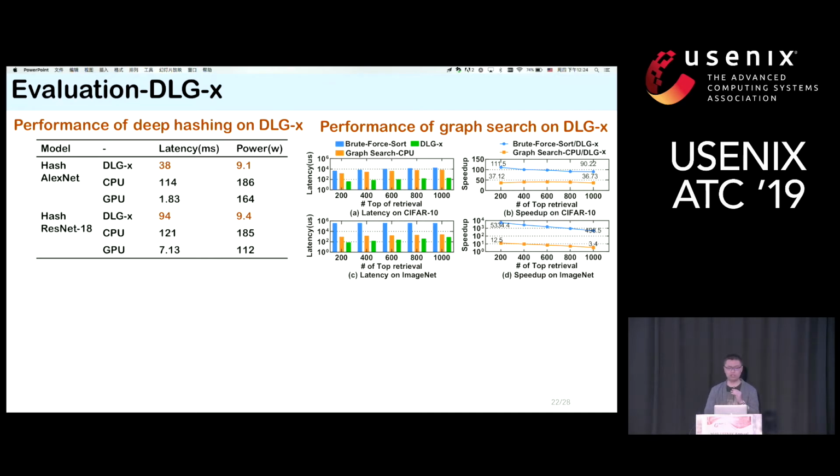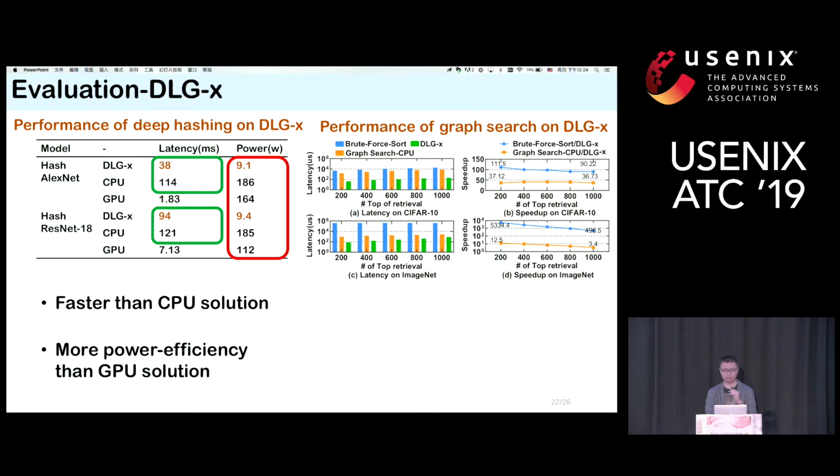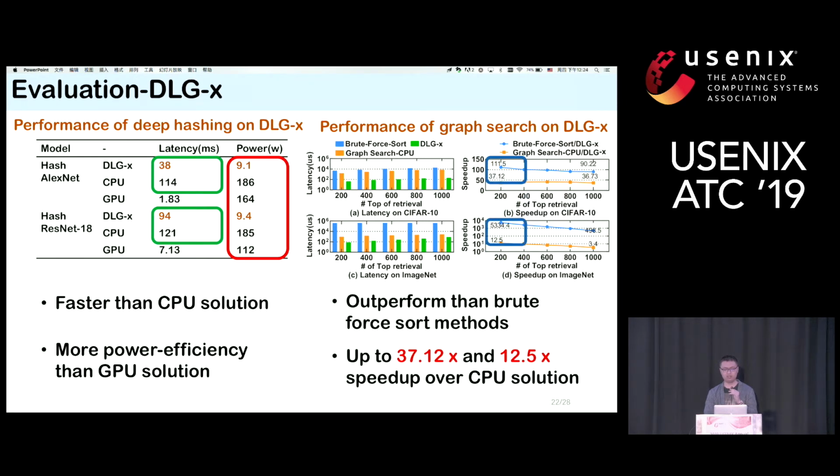Meanwhile, we compare the latency and the power of the deep hashing unit and the graph search unit on the DLG-X Accelerator to the solutions based on the CPU and the GPU. The results indicate that the deep hashing unit of the DLG-X outperforms CPU solutions. But due to the FPGA resource and frequency limitation, the latency of the DLG-X is higher than GPU, while the GPU consumes more power than DLG-X. Meanwhile, we also found that the graph search unit of DLG-X outperforms CPU solutions.